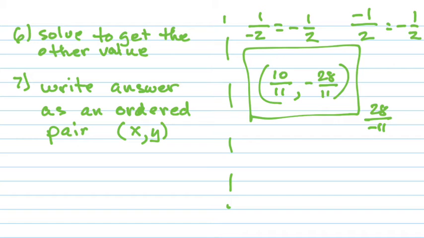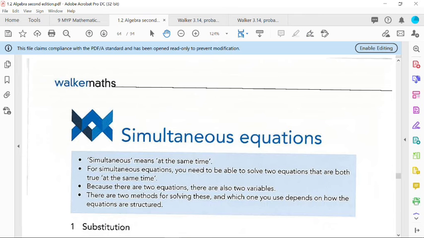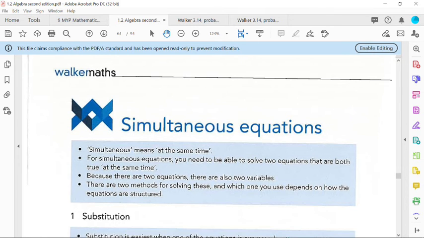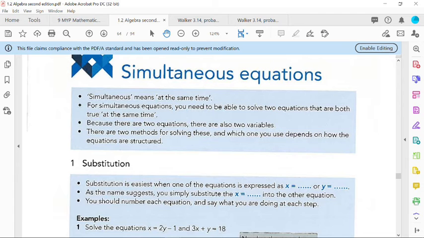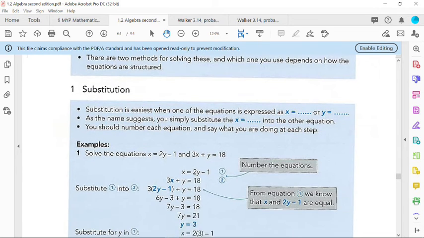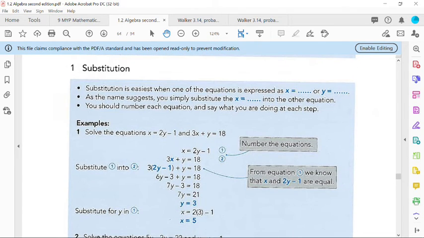Let's go to your book and look at some of these. Here are the simultaneous equations. Ladies, okay? So we're solving two equations at the same time, with two variables. Now here they walk you through substitution. It's okay if you want to use it. If you know how to use it and you panic, then use it. It just requires a lot more work, strangely enough.